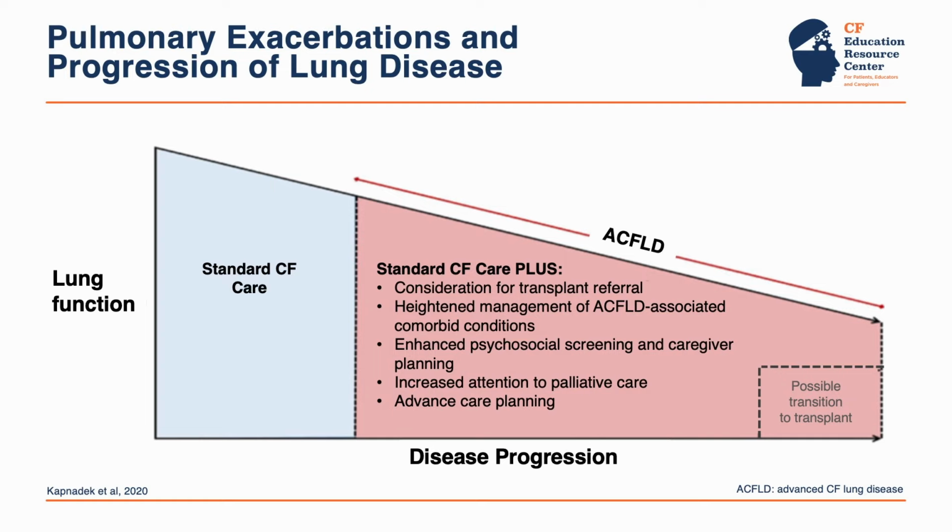At some point in the lower right corner of the schematic, we think about transition to lung transplant, and we'll talk about that a little more in the future. So this disease progression generally occurs over decades. It's not a process over weeks or months. It's a process over decades. And that's thanks to the therapies that have been developed.